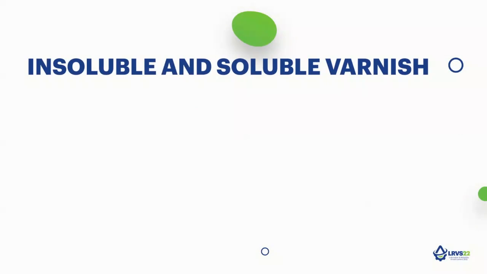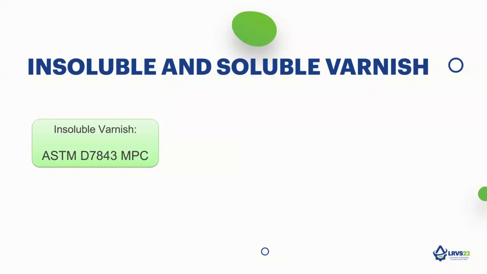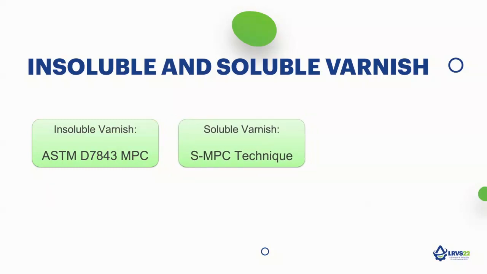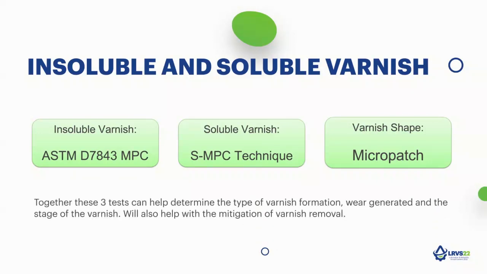So here are the 3 different types of tests that I would like to review with you. The first one is ASTM D7843, which is our traditional MPC. The second one is our new SMPC testing technique, which is done in-house. And then lastly is the micropatch. Insoluble varnish is our traditional MPC method. Soluble varnish is going to be our SMPC technique. And the varnish shape or varnish formation will be your micropatch analysis. All 3 will be able to indicate how severe and the various different forms and stages of varnish you might have in your system.